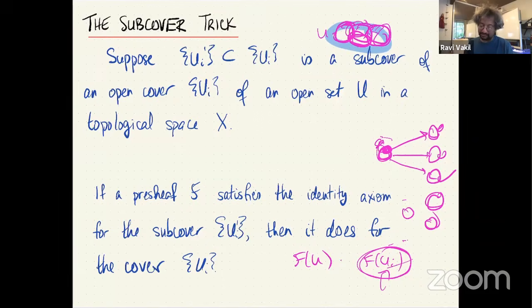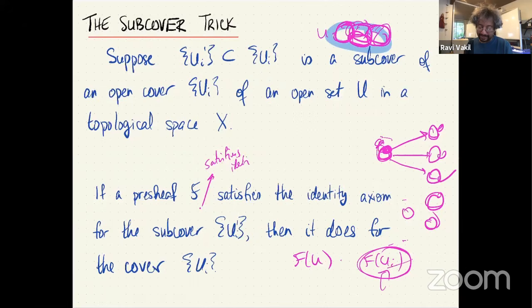And a really simple case of this would be if one of the elements in your subcover is the entire space. In that case, the identity axiom is cheap. If 2 elements over the entire space restrict to the same thing when restricted to the entire space, they obviously must have been the same thing. So that's a seemingly stupid special case. And now part 2 is if you have a pre-sheaf that already satisfies the identity axiom.